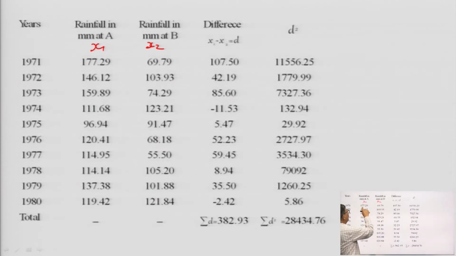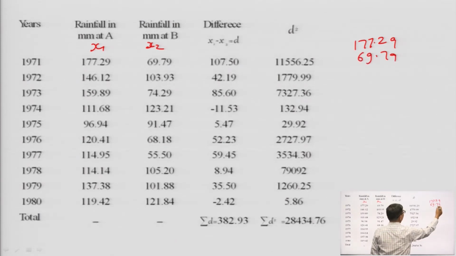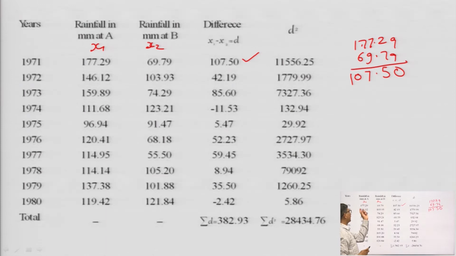So, we subtract 177.29 minus 0.6979, we find the difference of this and this, and it will be equal to, for example, 177.29, 69.79, 99 minus 0, 12 minus 75, this is 7, 6 minus 6 0 1. So, this is the value. First, we subtract the value x2 from x1.